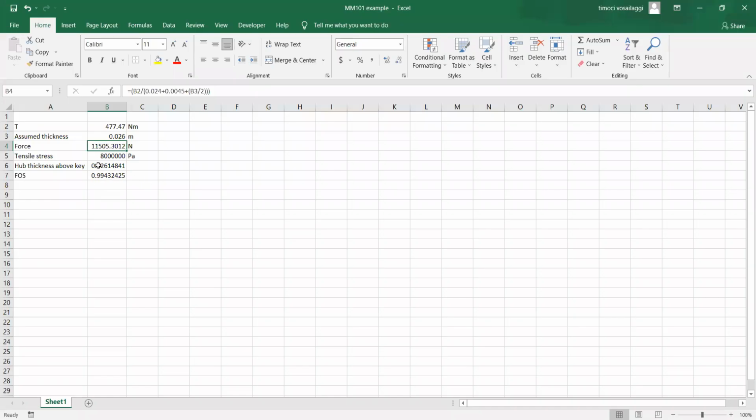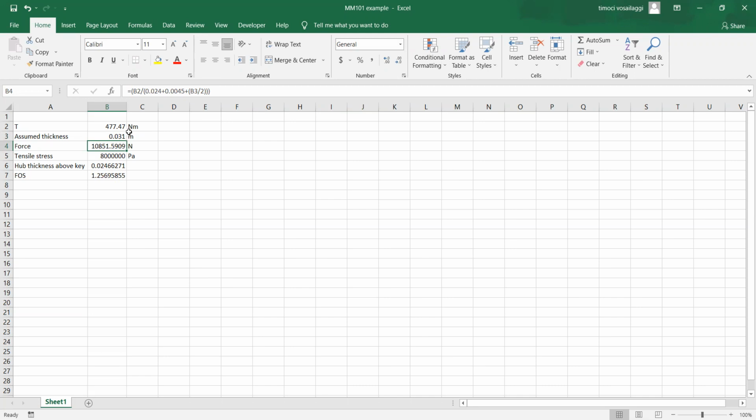We need to make our factor of safety 1.25. So let's keep increasing this assumed thickness until we get close to that factor of safety. Let's go 0.028, 1.09. Okay, getting closer. Let's try 0.03. Factor of safety 1.2. So we're almost there. We need to make it just a little bit thicker. 0.031.